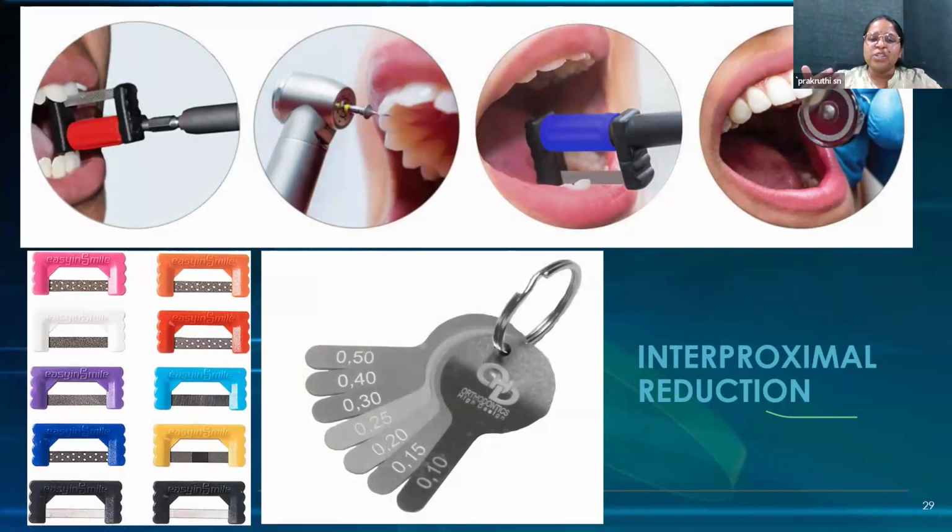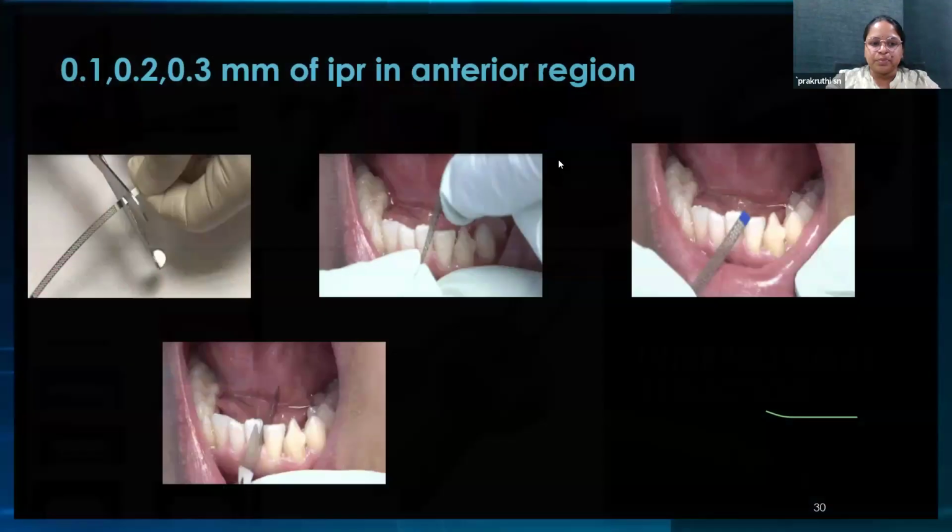And it is always advised not to do all the IPR at once. Allow the mouth to remineralize little by little, so as not to bring in so much sensitivity. Let the enamel also settle down. So it is better to do it sequentially, but you'll have to note it down. First appointment, how many millimeters you have done. Check it with the gauge. You'll have to maintain a list if you're doing it stepwise. Doing everything at once is really not advised.